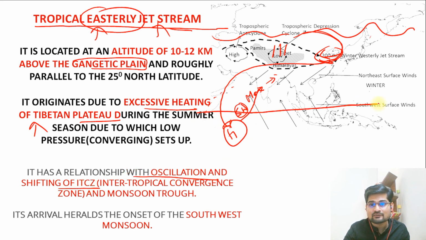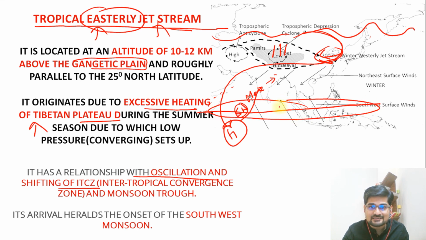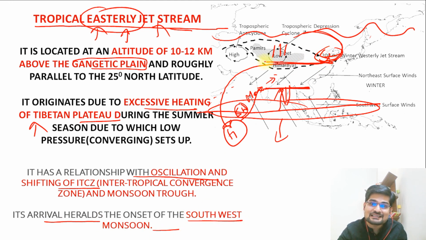Now remember, this is the equatorial zone where you have the ITCZ, and the ITCZ keeps shifting up and down depending upon the sun, right? When the sun is vertical on the Tropic of Cancer, it goes up this side. So that's why it has a relationship with the shifting ITCZ, right? And its arrival heralds the onset of the southwest monsoon. So when this tropical easterly comes here and creates this high pressure, it means the wind is now pushed towards the Indian Ocean, towards the belt of the Western Ghats of India, and that is how the southwest monsoon is triggered.